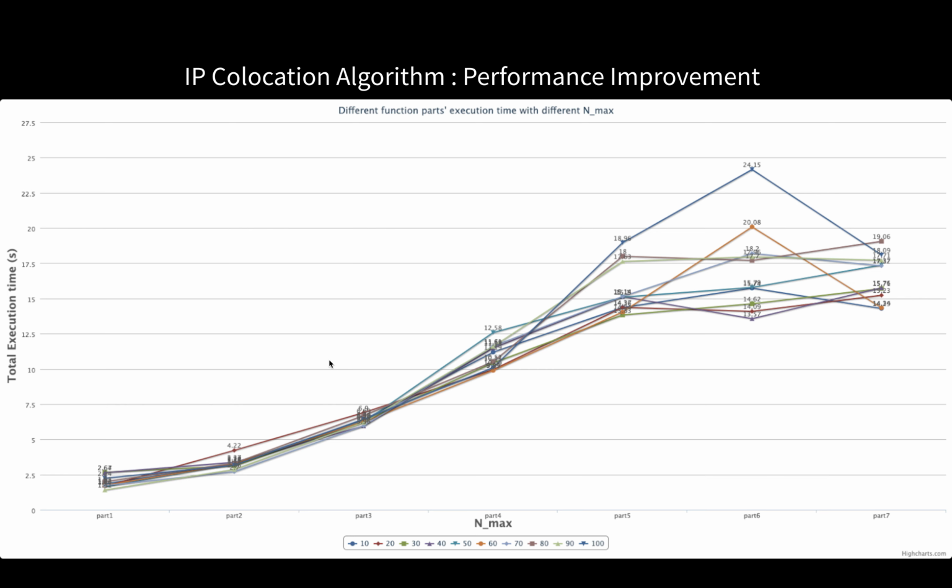So for performance improvement, we have tried to do it from 3 different perspectives. The first one is to tune the hyperparameters. We focused on Nmax and gamma. As you could see from this graph, its x-axis is different parts of the function. We separate the whole function into 7 different parts so that we could see how modification affects each part of them. The y-axis is total execution time, and each line represents one Nmax value.